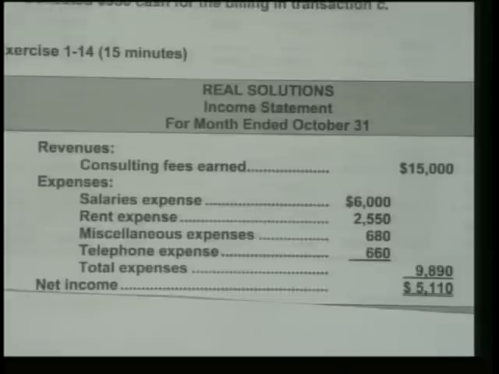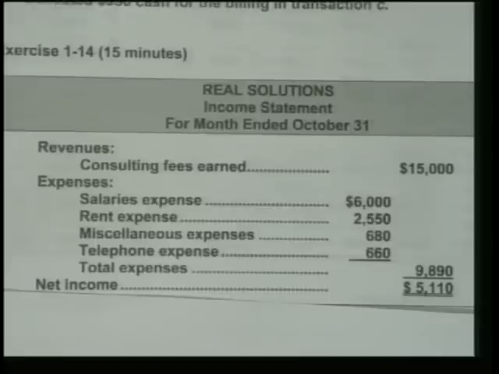Okay? Now, they have their revenues, and then they have their expenses. Common question is, well, what if my expenses are in a different order? That's completely fine. You know, they obviously did this from largest expense down to the smallest expense, which is a common way you'll see an income statement. But you can list those however you want.